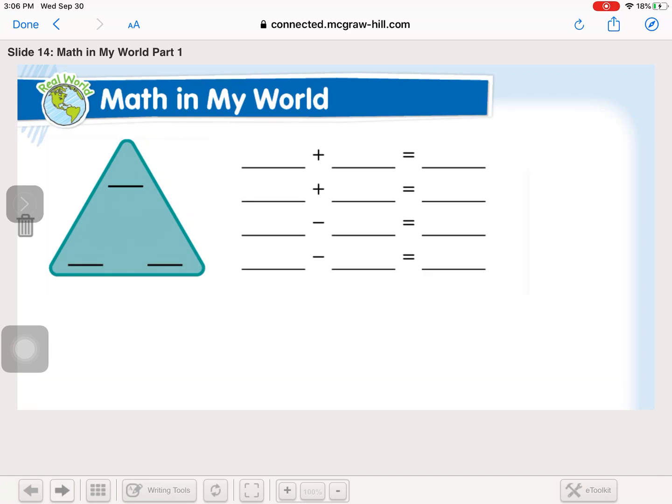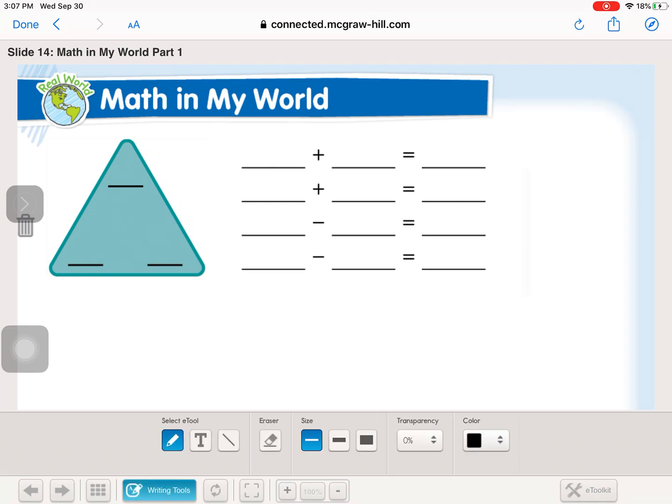All right, so now you're in your math book on page 81, and we are going to roll a dice to see what numbers we get to plug into our blue triangle. So I'm going to maybe open up my e-toolkit, or maybe not. Okay, we'll just come up with some numbers on our own then.